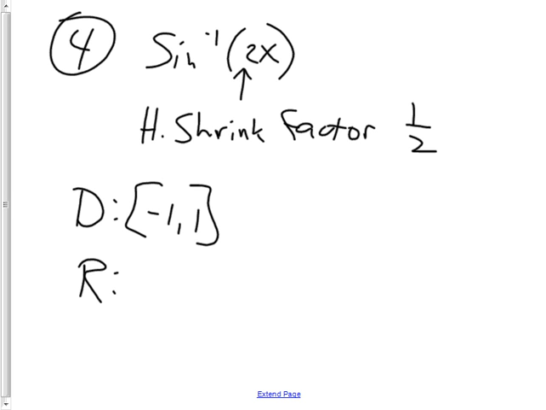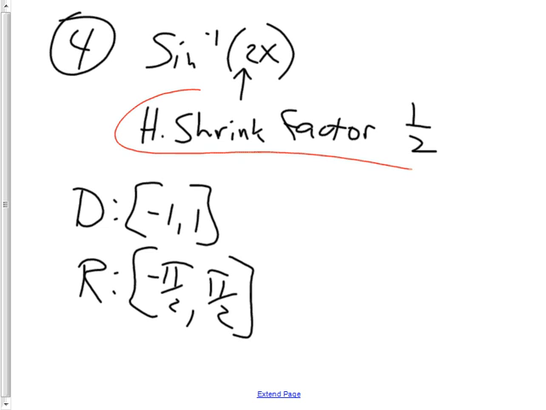The domain of regular sine normally would go forever, but we limit it to between negative pi over 2 and pi over 2. So hopefully you have these. You can get those. Those are the normal ones. But now we've got to have a horizontal shrink of factor a half. Which does that affect, its domain or its range? Domain. And it's going to be half as big as it used to be.